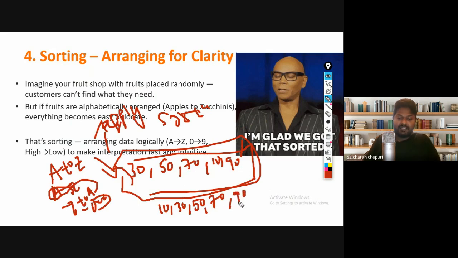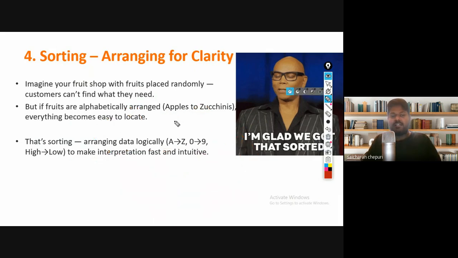Now, if I ask you the same question again, which customer made the maximum sales and which customer made the minimum sales, you can easily figure it out. The customer with 10 made the minimum sales, and the customer with 90 made the maximum sales. So it is easy to understand the highs and lows using sorting. This is the main logical use case of sorting in real time: sorting is useful to figure out highs and lows in a data set.